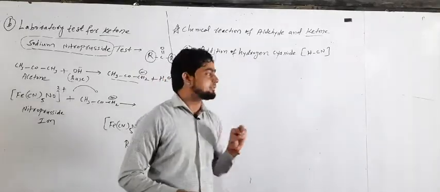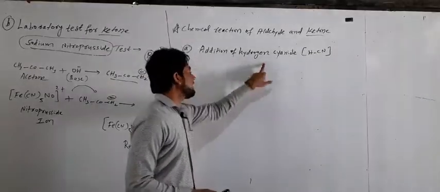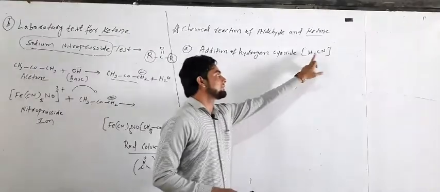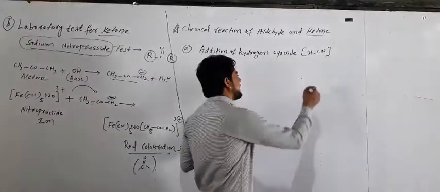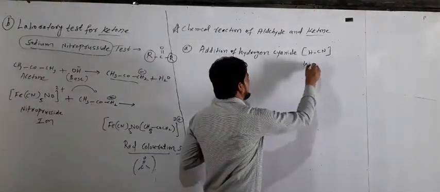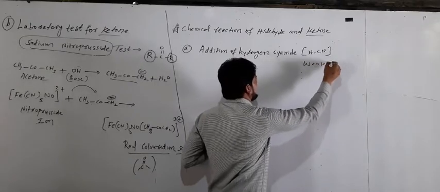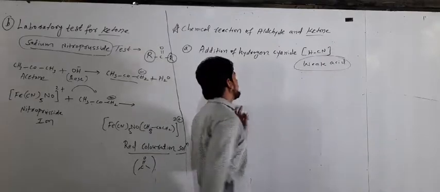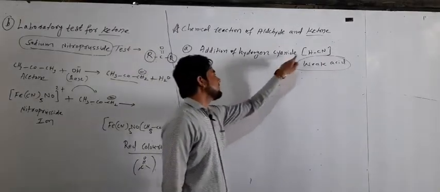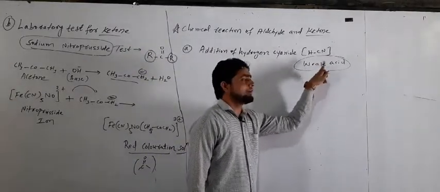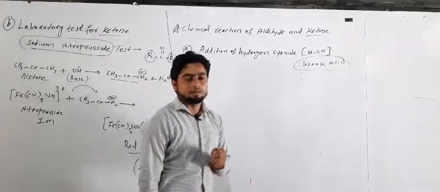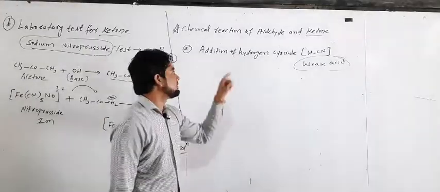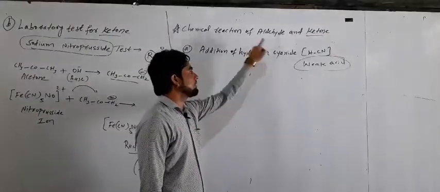Okay. So the first reaction is the addition of hydrogen cyanide. It is called HCN. HCN acts as a weak acid. This hydrogen cyanide means H is hydrogen, and CN is cyanide. It is a weak acid. So what is the action here? The addition of hydrogen cyanide to the aldehyde and ketone.